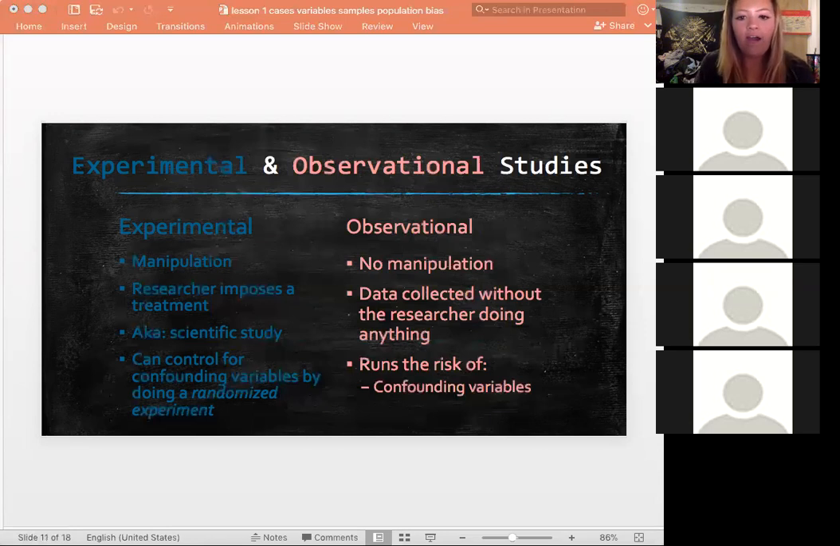And then if we have observational studies, that means that we're doing no manipulation. I often just say this is people watching. If you're just chilling in the mall and looking at some stuff and some people, and you're trying to figure out how many of these people have purple hair, that's a horrible example.